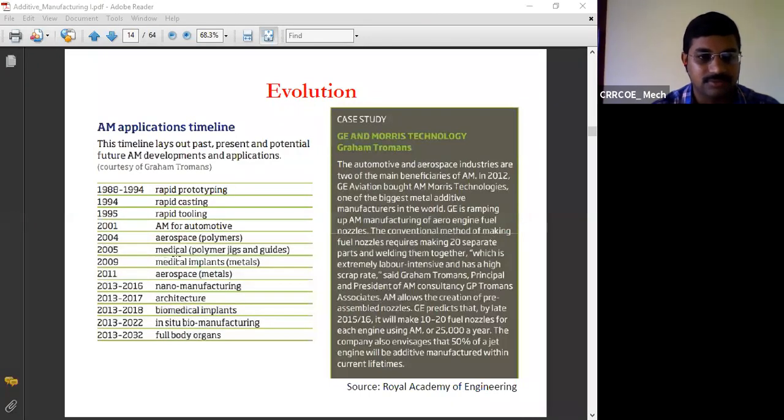In 2005, medical applications, that is jigs and guides. Different jigs and guides to hold the different devices. And in 2009, medical implants have been produced by additive manufacturing or rapid prototyping.